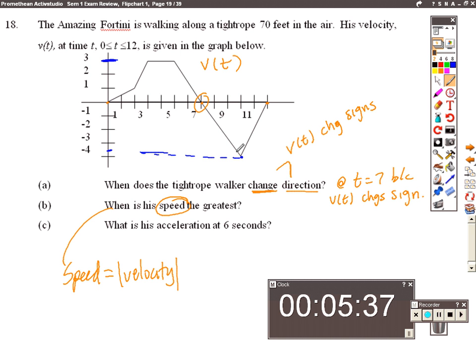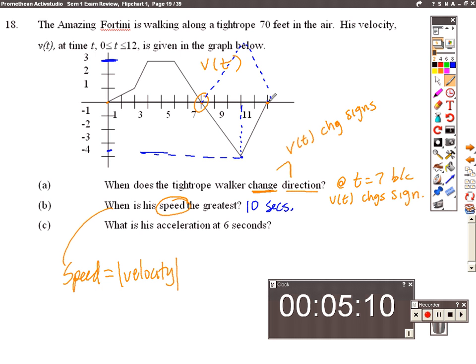So the maximum velocity, when is his greatest speed? Not what is it, when does it occur? At 10 seconds. Now the other way that you can do that, I don't know if you remember this from the past, since speed is the absolute value of velocity, you can just take the absolute value of this graph and flip that up, and you can see the same thing that we did the other way.